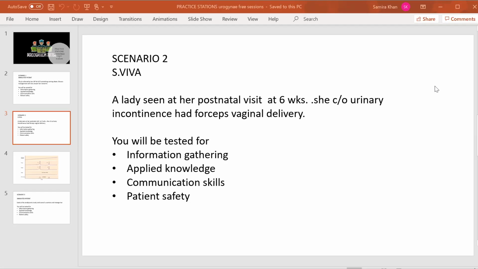Okay. Now, what will you check while you are catheterizing her? The color of urine, the amount of urine. Yes. So, what's the importance of the amount?